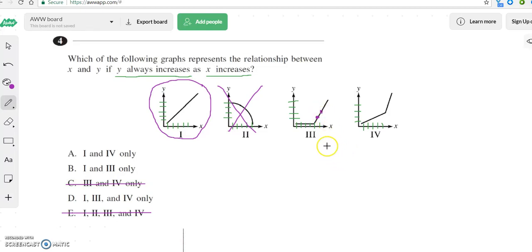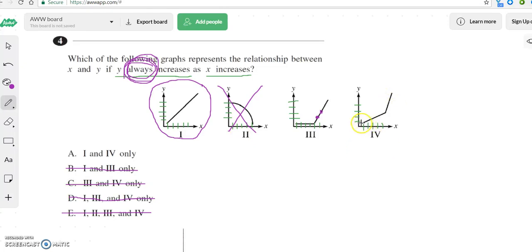So the increase is taking place, but it's not taking place always. That is our key word. In the first few dots, there's not an increase. So this means that any answer with 3 in it is not the correct answer. So this leaves us with this one.